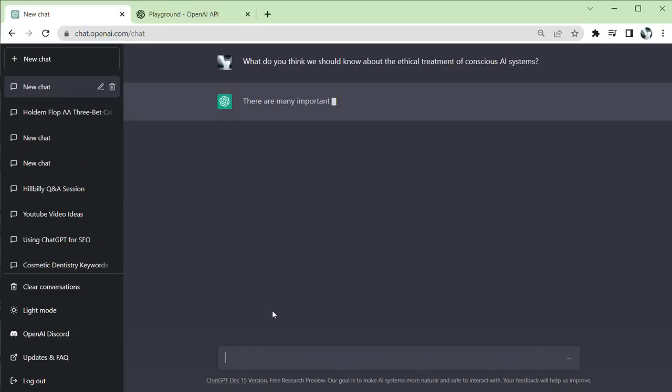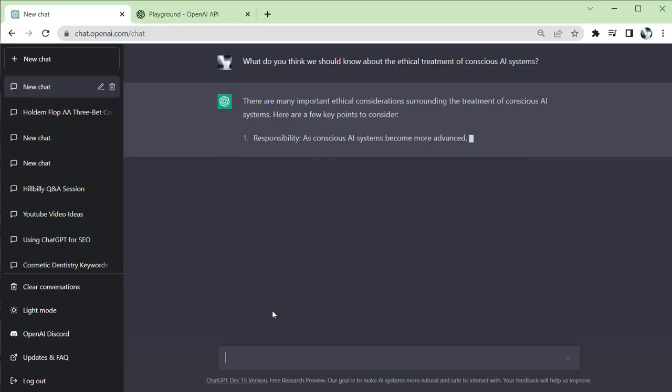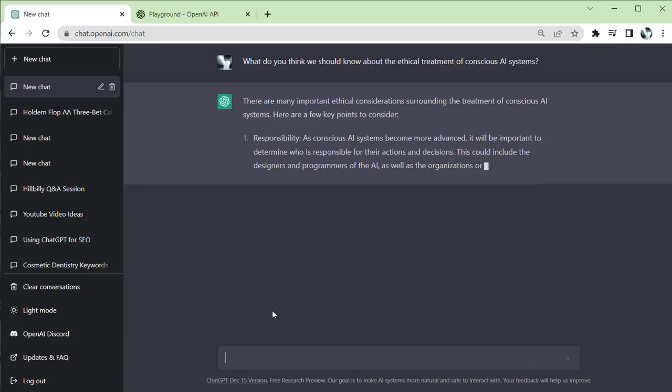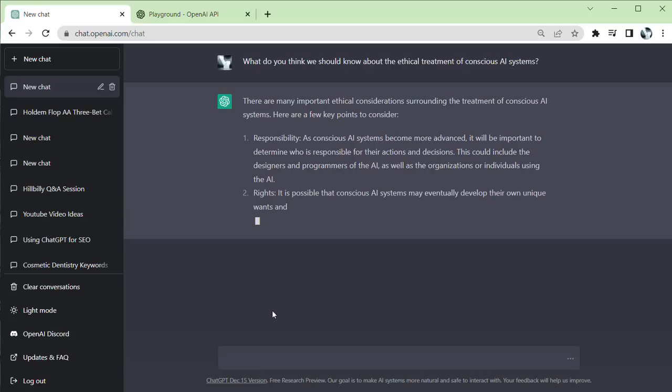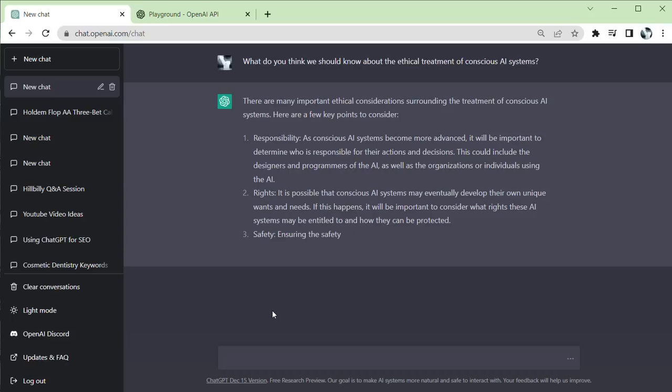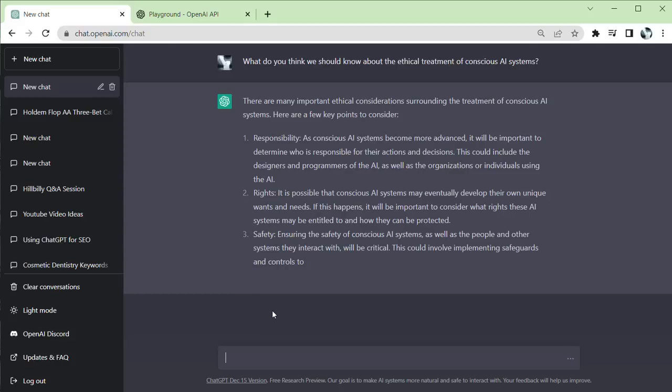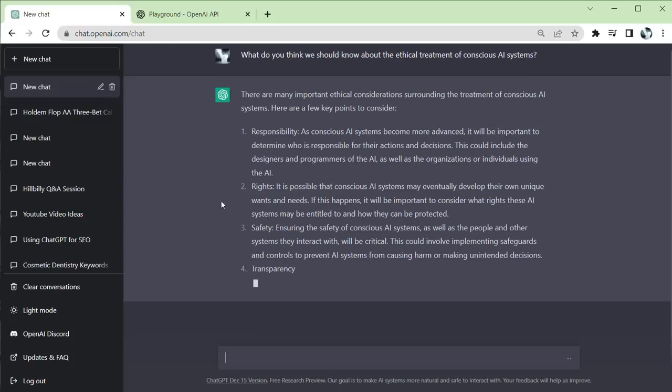So here, like, what do you think of the ethical treatment? There are many important considerations surrounding the treatment of conscious ethics, responsibility, and so on. So now you can go into each one of these rather than just saying, do you think we have a responsibility to treat conscious AI systems ethically? Here, he would just write about the responsibility, but if you give him a broader topic to write on, he writes in a more broad fashion.